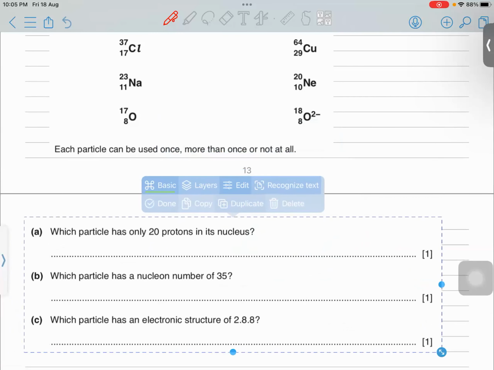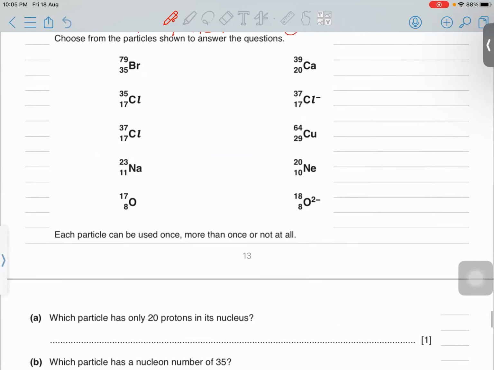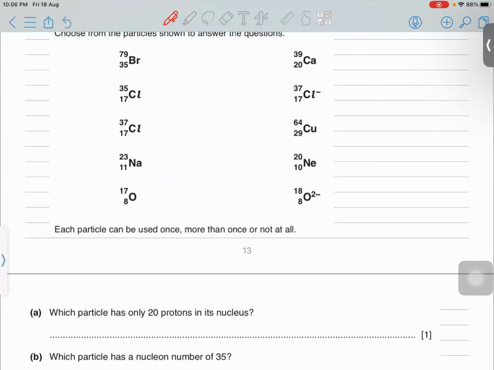Sir, I solved all. Which particle has only 20 protons in the nucleus? Now find the number of protons for each one. Sir, it's Ca, calcium. Calcium has 20 protons, correct.